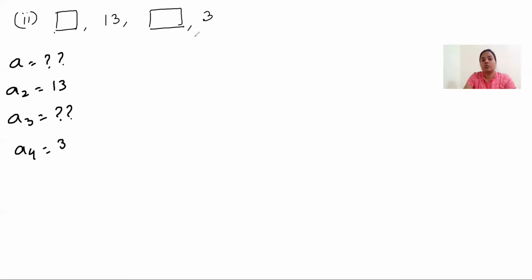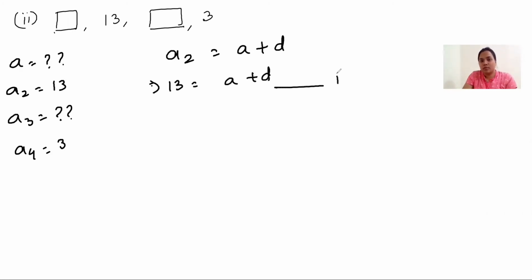We have to form two equations. First, whatever is given, we frame the equation with that. A2 is given as 13. A2 is equal to A plus D. So this means 13 is equal to A plus D. This is our first equation. We don't have A, we don't have D, so we cannot find anything yet. Now we will substitute the values in A4. So A4 is equal to A plus 3D. This means 3 is equal to A plus 3D.